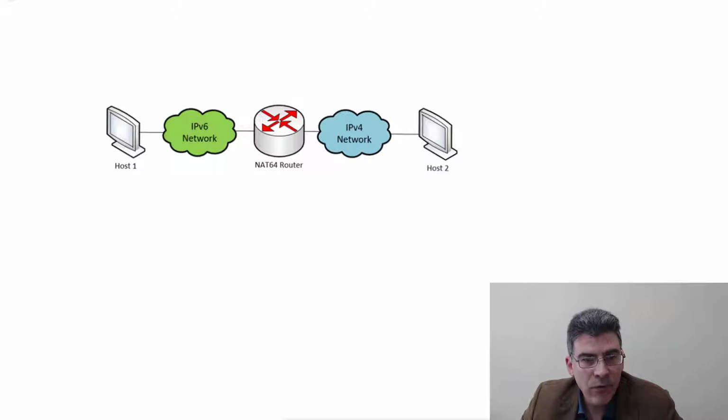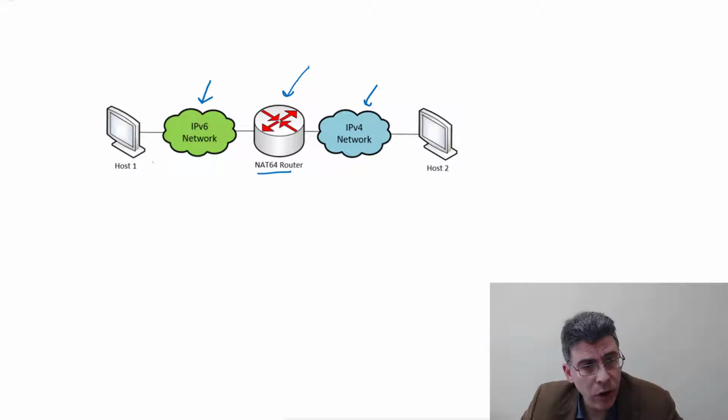Now, another mechanism that's available is called NAT64. What NAT64 does is it essentially does the same thing as NAT, but instead of translating from private addresses to public addresses, it translates from IPv6 to IPv4, or vice versa. So if you have two networks, regardless of whether they're on the internet or on your own network, and one network is an IPv6 network, the other is an IPv4 network, you can actually allow these two to communicate with each other using a NAT64.